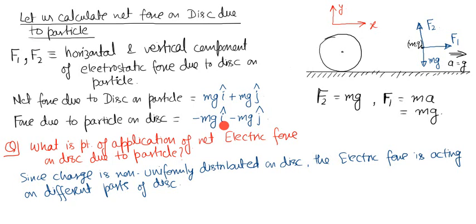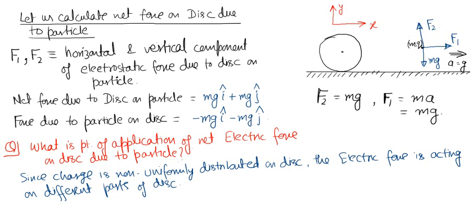Now it is very easy to calculate up to this point the net force on the particle and the net force on the disk, because of the electrostatic interaction between them. But now one important question is, what is the point of application of the net electric force on the disk due to the particle? I know the net electric force on the disk due to this particle, but do I know the point of application also?